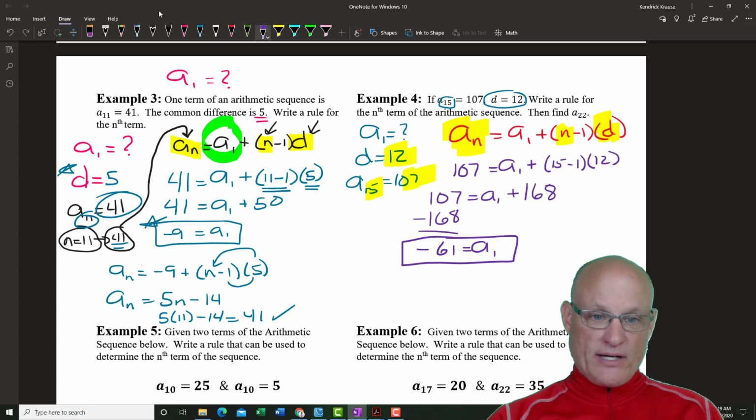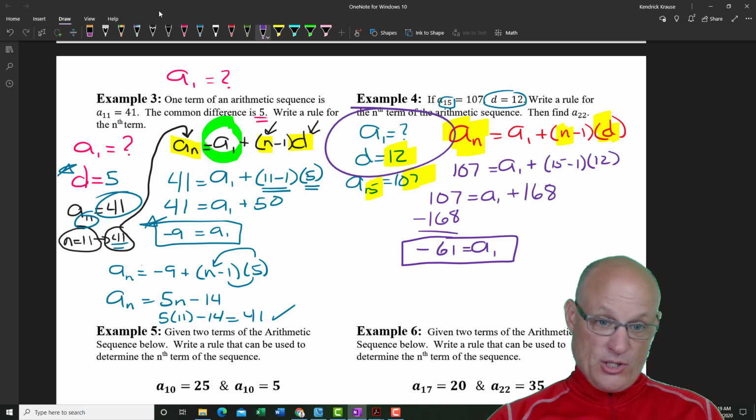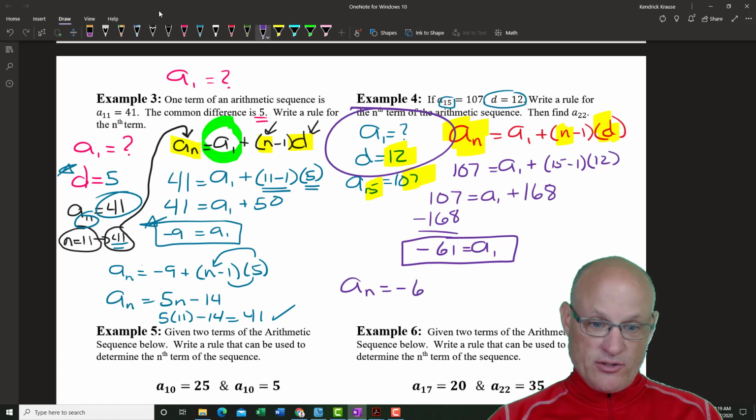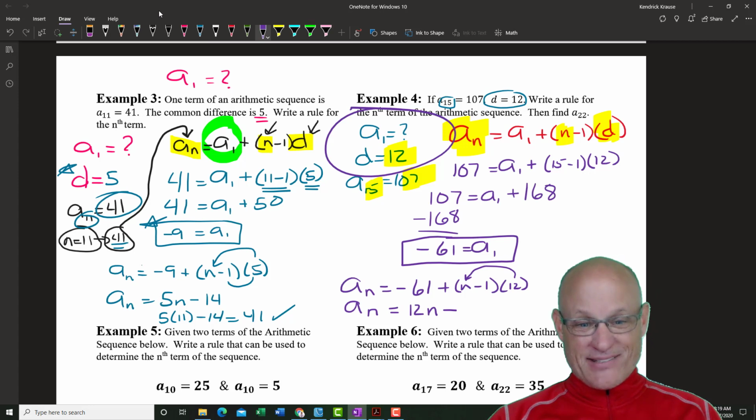All right, we're ready to roll. We got what we need. We got those two things now. So a sub n equals negative 61 plus n minus 1 times 12. I'm going to check this out. A sub n, I'm going to clean this up, that's 12n minus, so we got minus 61 and minus 12. So that's what, minus 73?